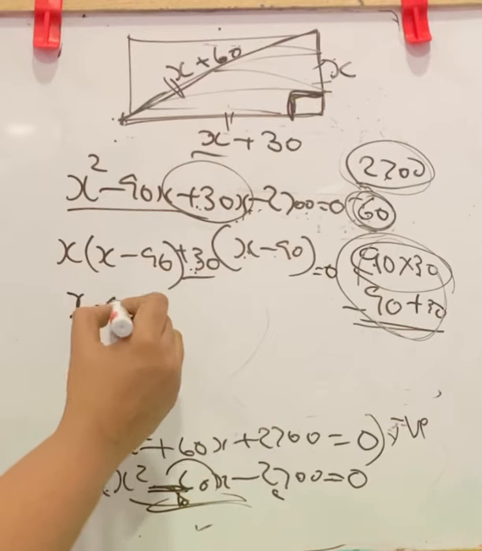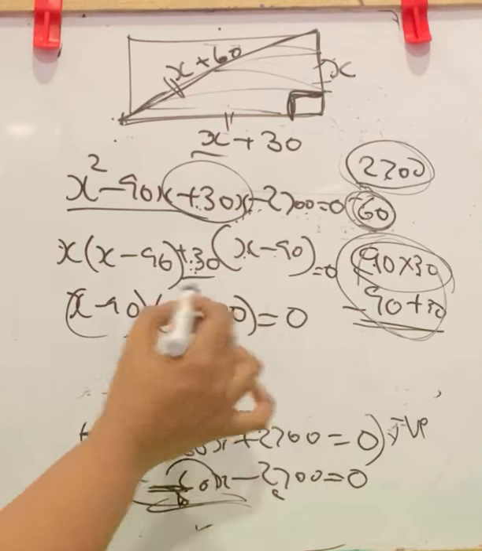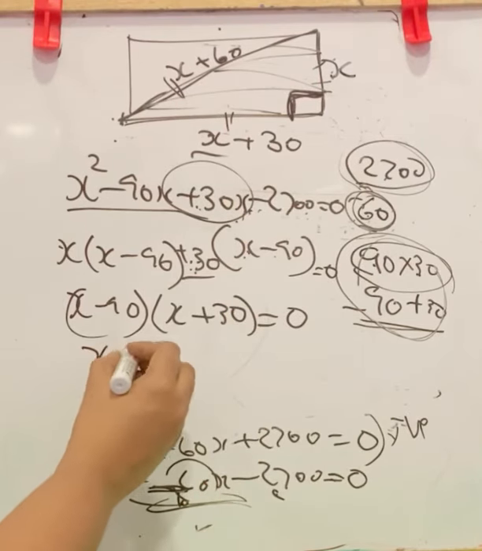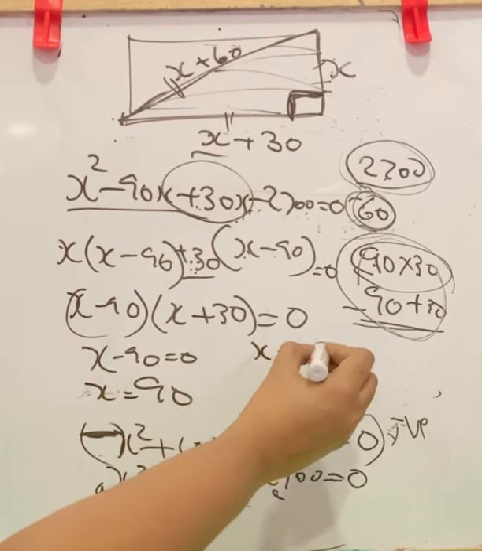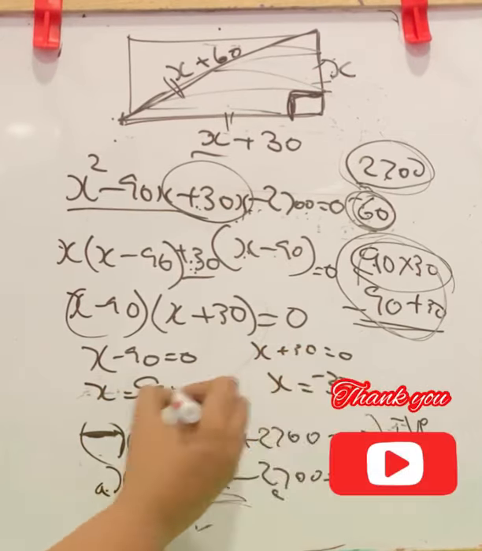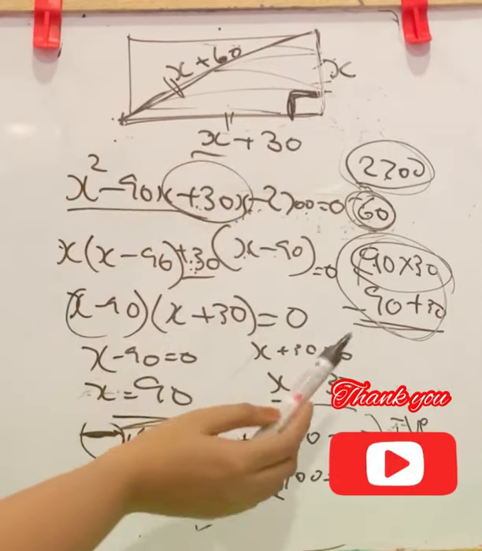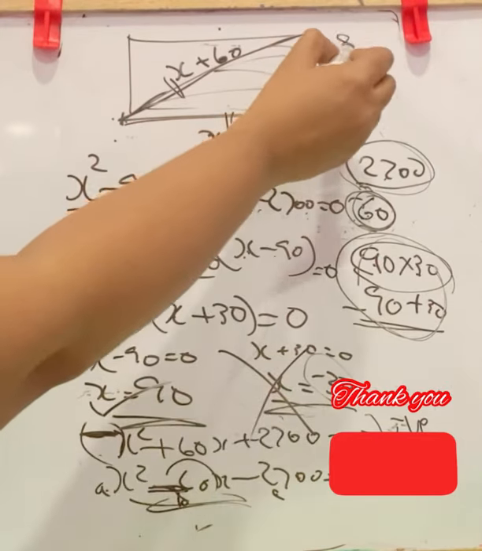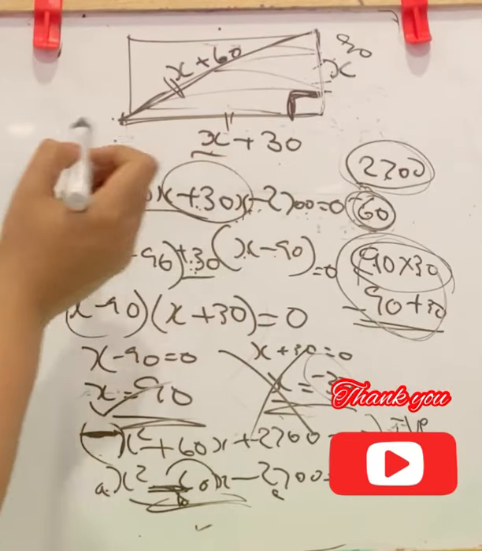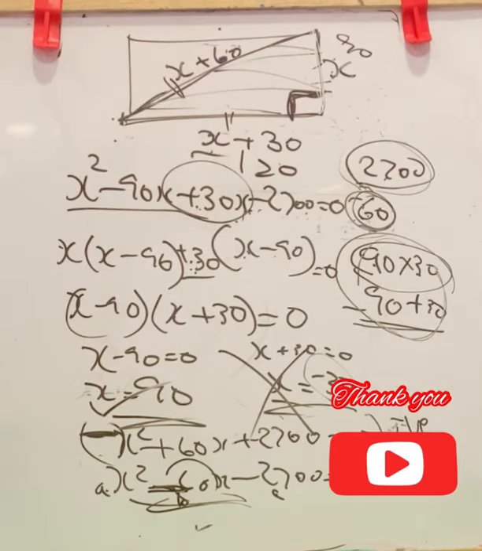Now this bracket is common here. Now here it will be x and here it will be plus 30, equal to 0. Equate each to 0. x minus 90 equal to 0, then x is equal to positive 90. Here x plus 30 equal to 0, then x is equal to minus 30. We have two values for x. And we know we don't have a measurement or length with a negative value, so don't consider this. Take this one. This is 90 because x is 90. This is x plus 30, that is 90 plus 30 is 120. And this is x plus 60, that is 90 plus 60 is 150. These are the measurements.